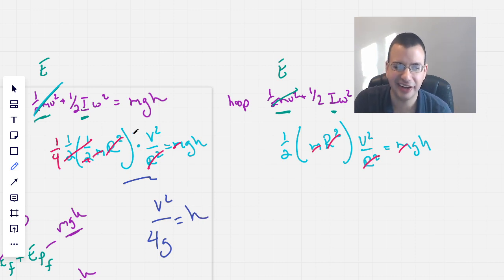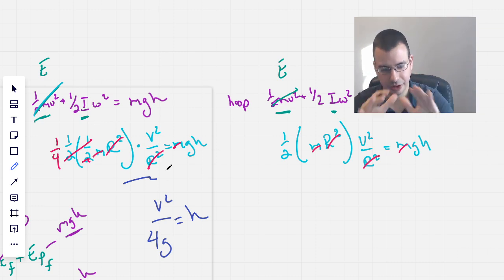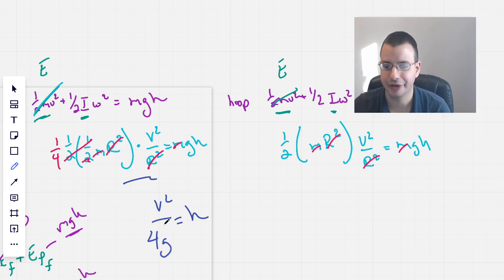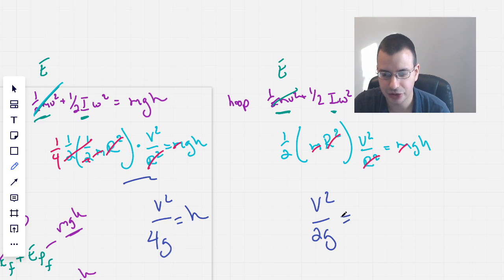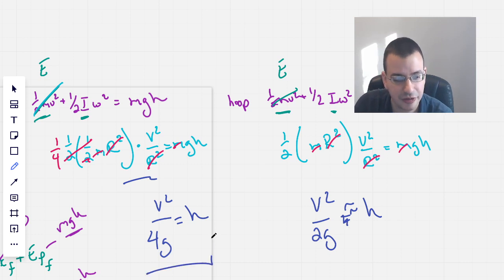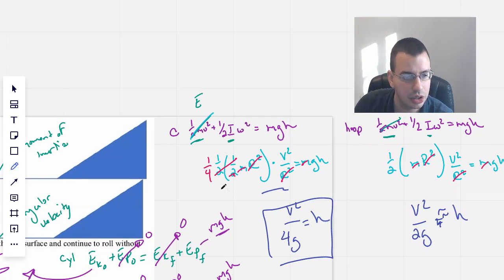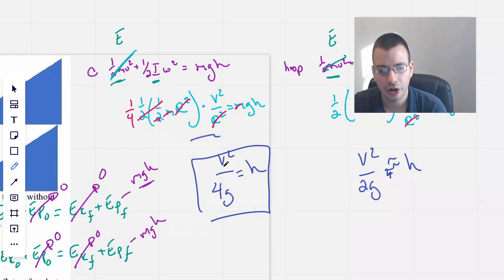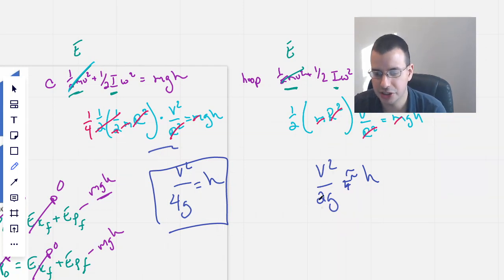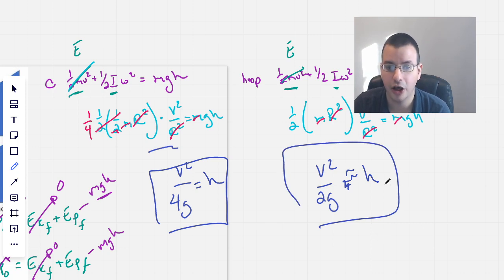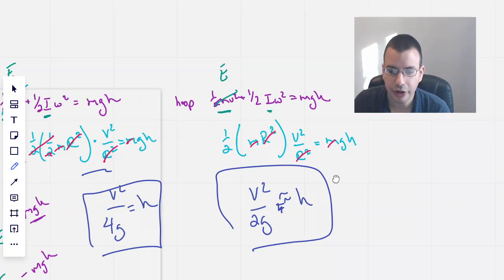Solving this side over here, and I understand I canceled some things out that I really shouldn't have, but since I'm comparing these two, this is all that's really important. So this side over here, we have V squared over 2g approximately equals h. So this side with the cylinder will only go up something over 4, and this side on the hoop will go up V squared over g, kind of, over 2. Since this side is twice as big, the hoop will go higher.